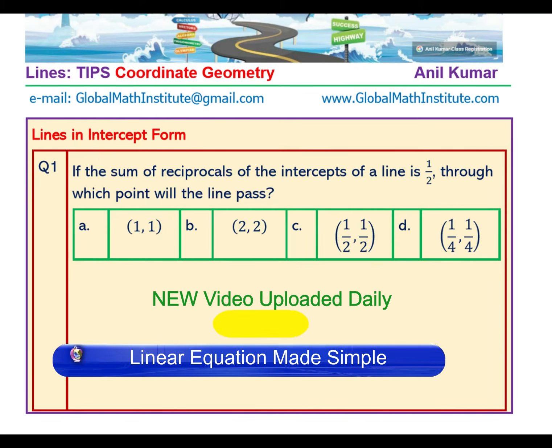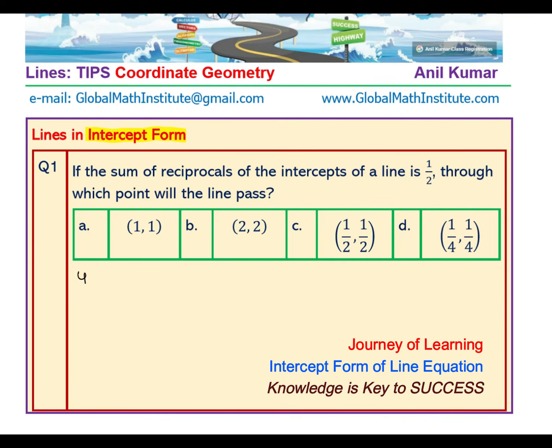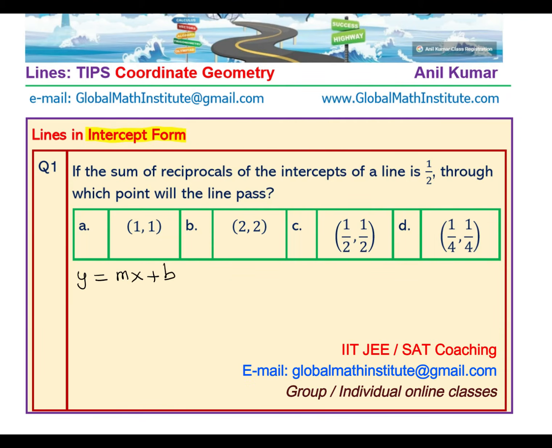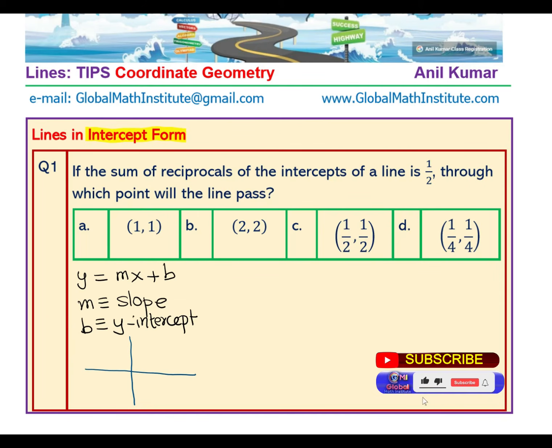Well, before beginning to solve, let us try to understand the intercept form of the line itself. Most students are familiar with the equation y equals mx plus b. Now, in this particular equation, m is the slope, as you know, right? And b is the y-intercept. Now, in the intercept form, things change a bit. I mean, the same equation can be rearranged and written in a different way.